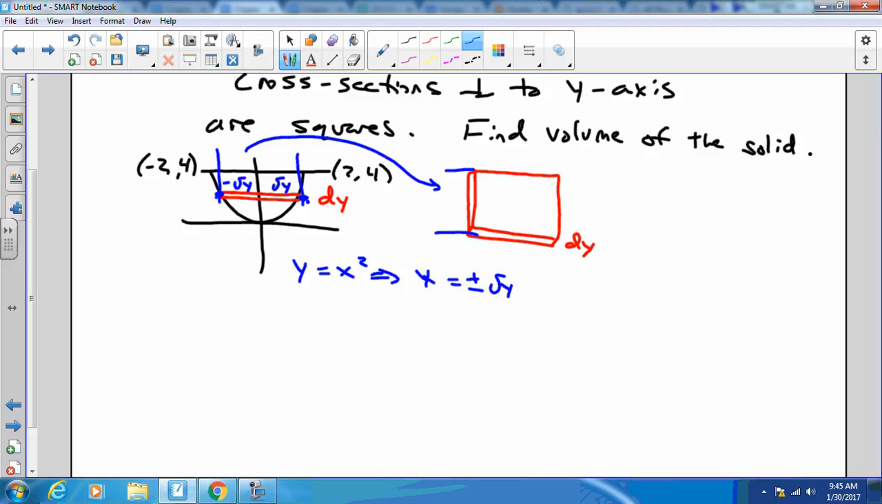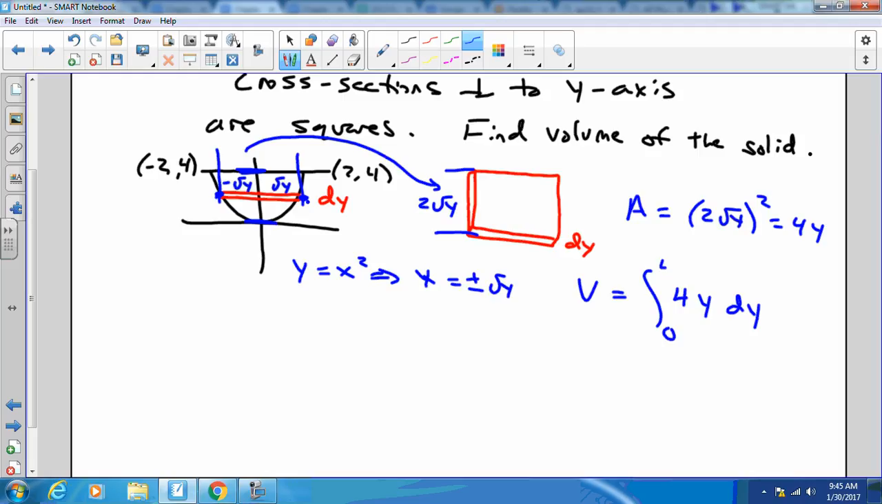And the whole length across right here is the square root of y minus the negative square root of y, or 2 square roots of y. So the area of my cross-section is 2 root y squared, or 4y. And the volume is therefore equal to the integral of... Good, that's right. I'm going to be integrating from the very first y to the very last y, which is from 0 to 4, and not from negative 2 to 2.